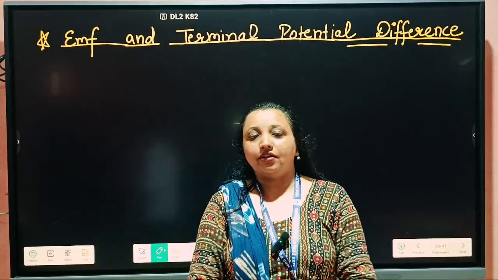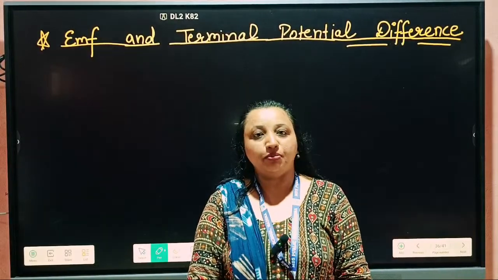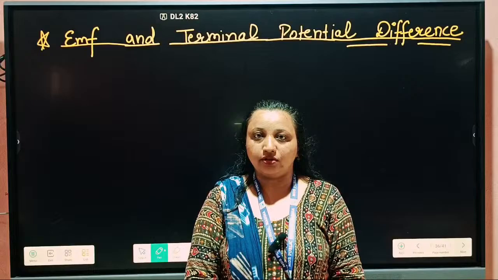Hi everyone. It is lecture 7 of current electricity and the topic is EMF, terminal potential difference and the internal resistance of the cell.